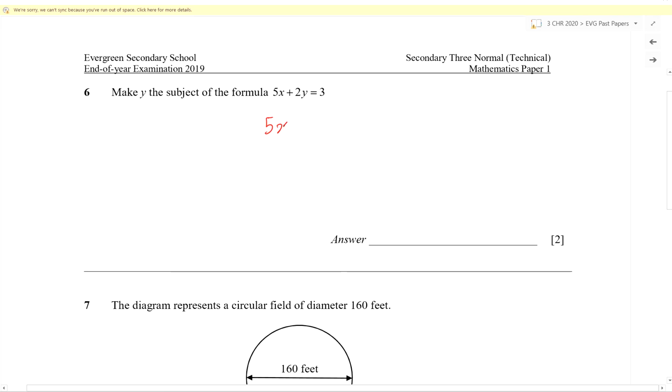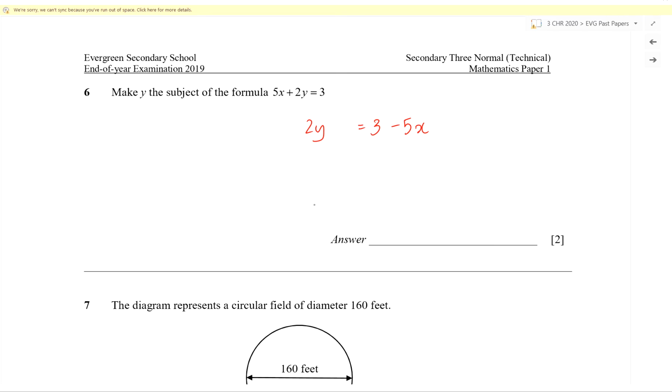So the same 5x plus 2y. This is the same equation. Now I'm going to subtract 5x on both sides so that they remain the same. They remain equal to each other. After I subtract 5x, then they are gone. They disappear. I'm left with 2y. 2y equals to 3 minus 5x.